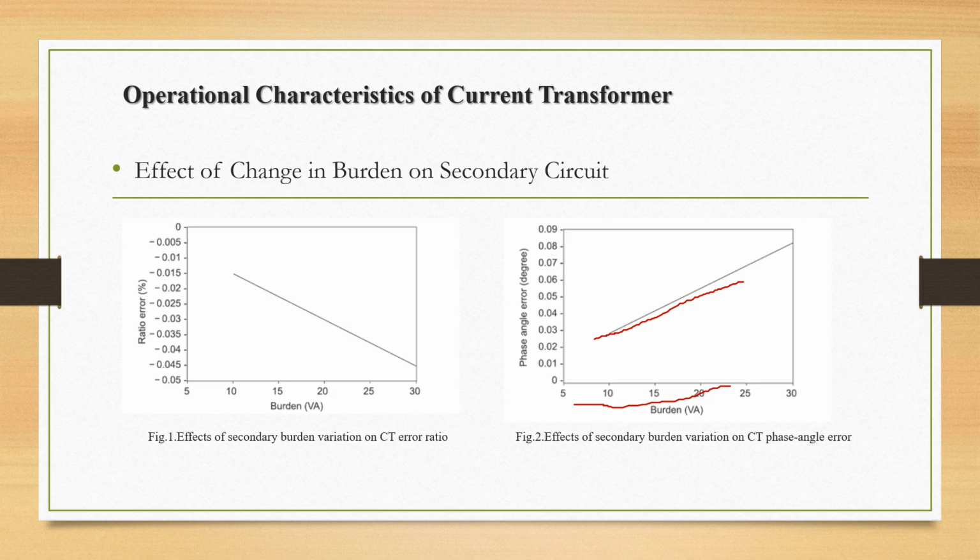Now, the thing is that CT is basically connected with an inductive load. As a result, the secondary current lags the secondary voltage, or lags the secondary EMF. So the angle sigma, between the secondary current and the secondary voltage, is positive. Thus, the value of the ratio error will be negative. So if the ratio error is increasing in negative value, it means it is decreasing in nature.